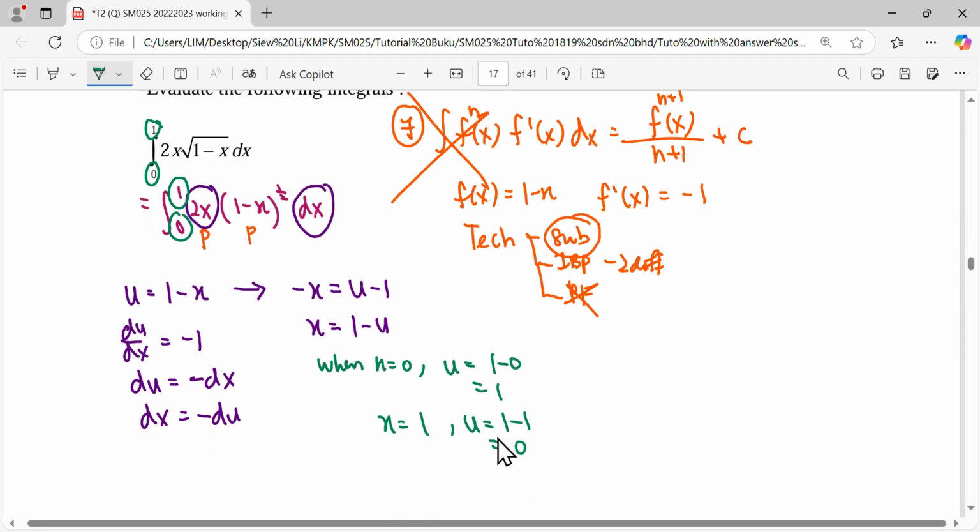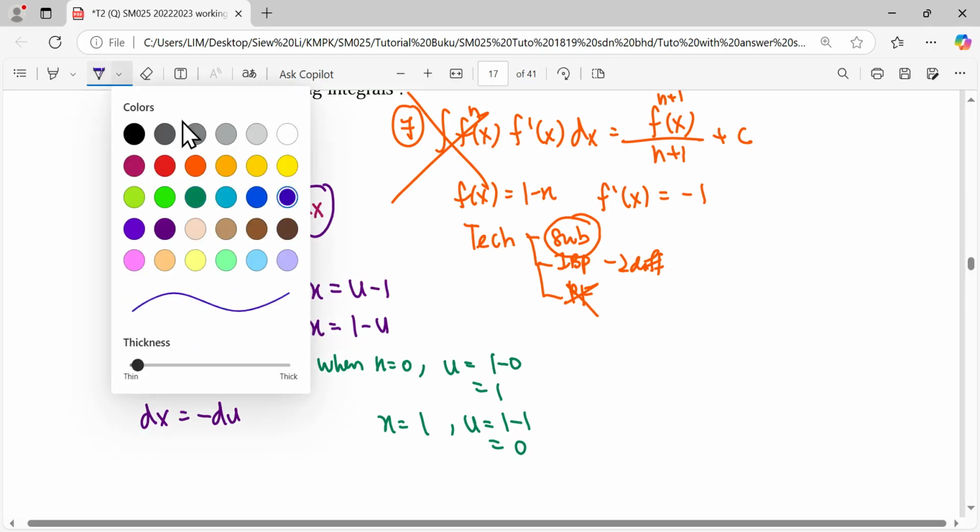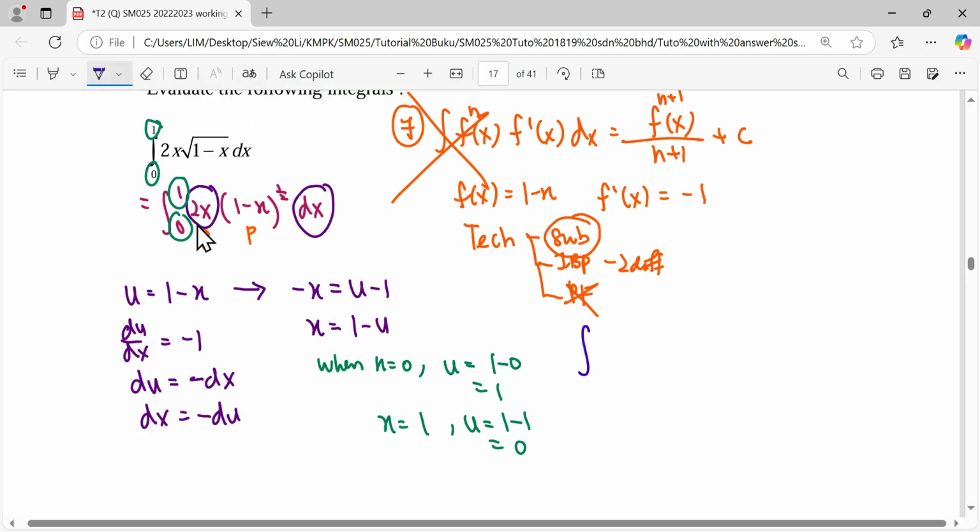So therefore, our question here now will bring us to integrate with lower limit u value is 1 up to u value is 0. Then 2, we factorize out. x is substituted by 1 minus u, and in this bracket, this is u power of 1 over 2. dx is substituted by negative du. So now we are integrating in terms of u.